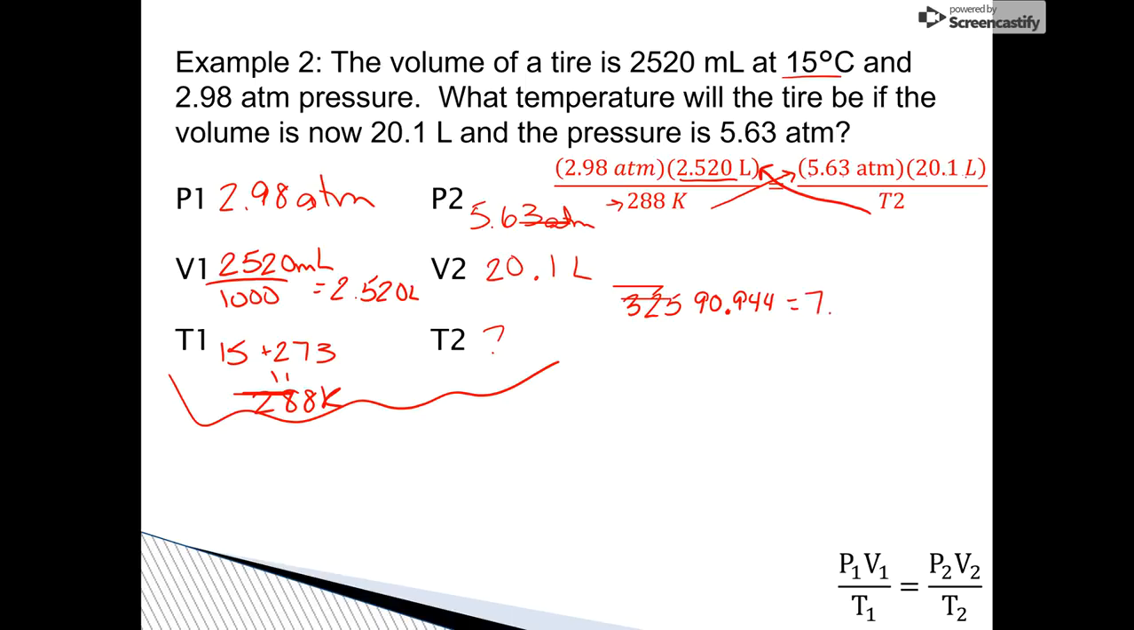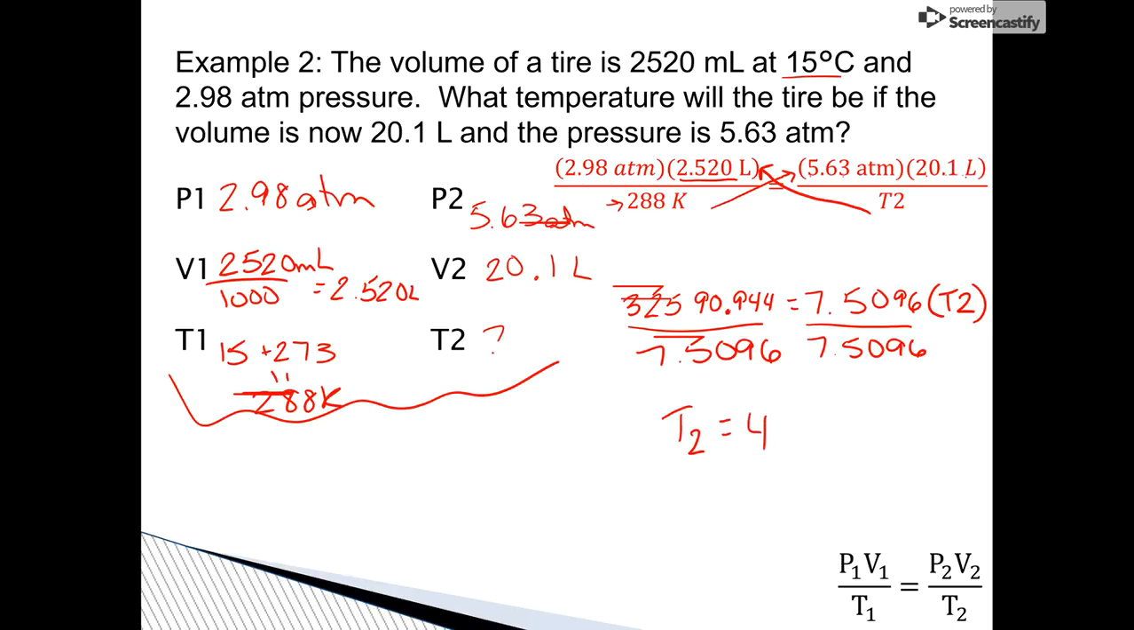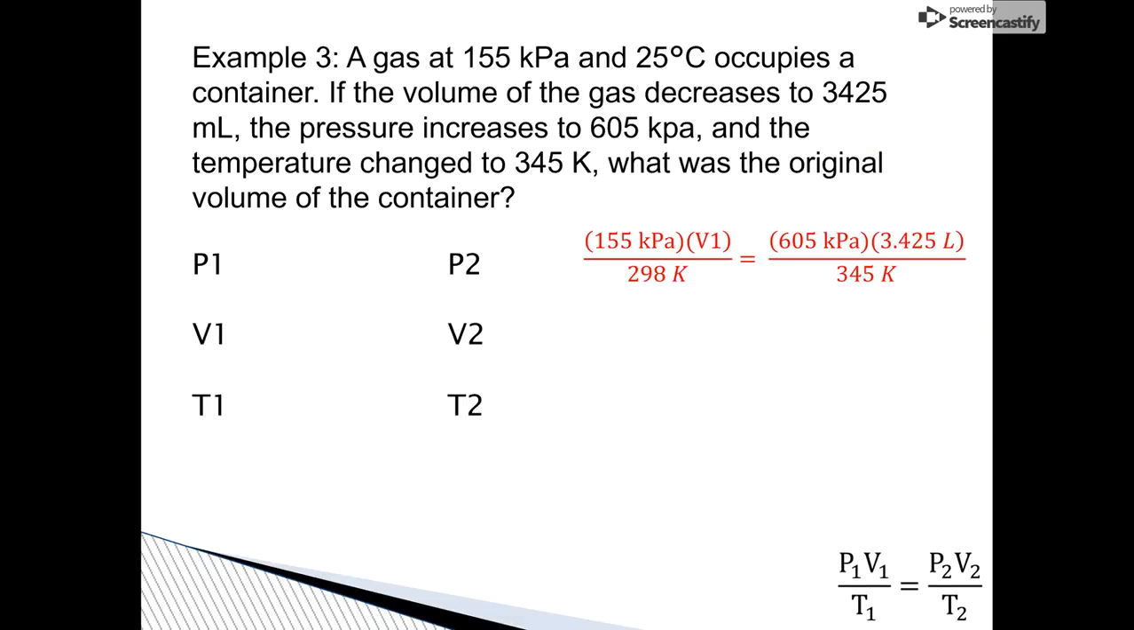That gets me 7.5096 times T2. Need to get T2 by itself. So to get T2 by itself, I'm going to divide both sides by 7.5096. And if you do all the math correctly in your calculator, and please be sure you're trying this yourself in your calculator, you should get an answer of 4,340. This is temperature, which means the unit has to be in Kelvin.